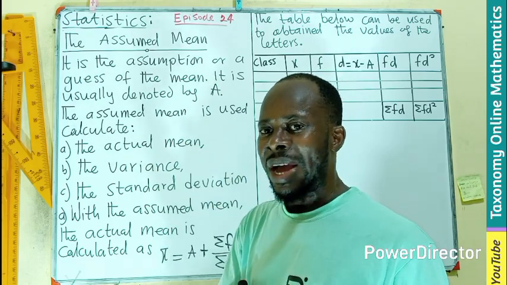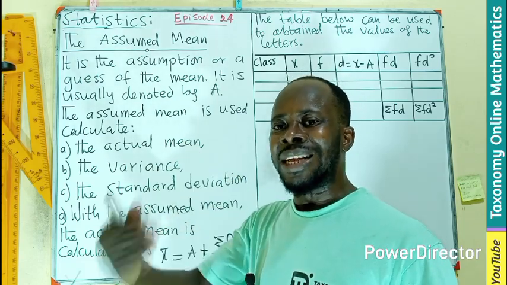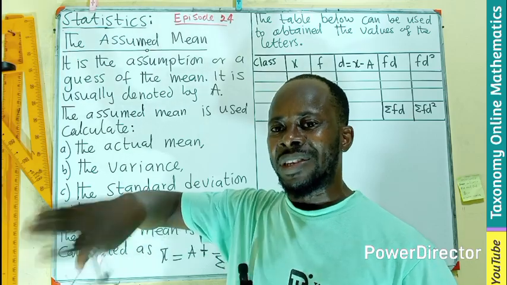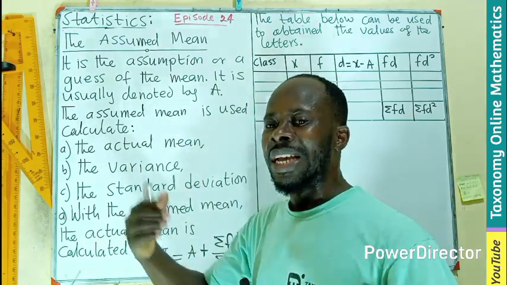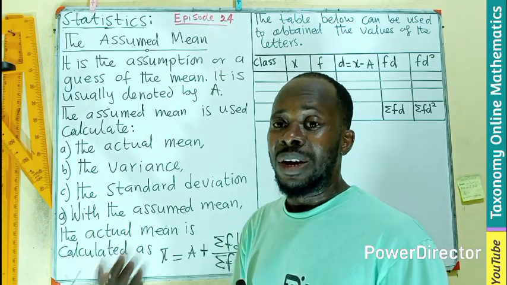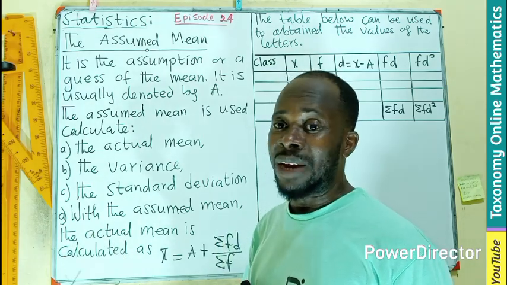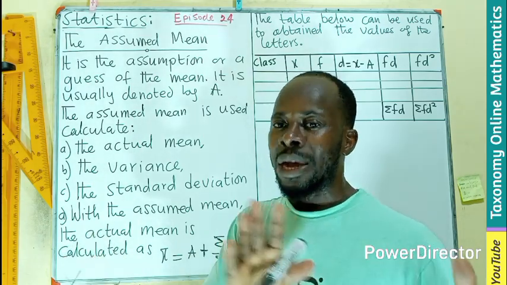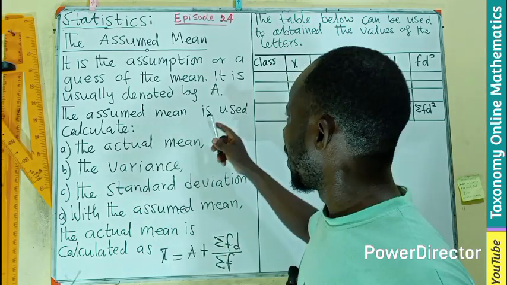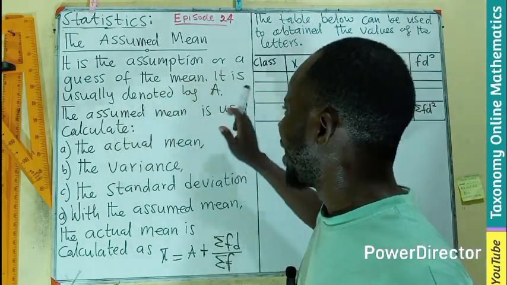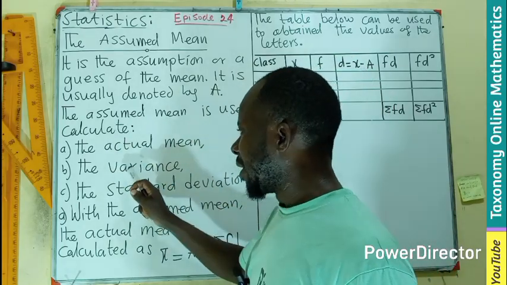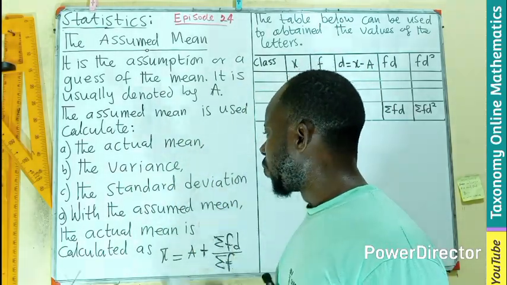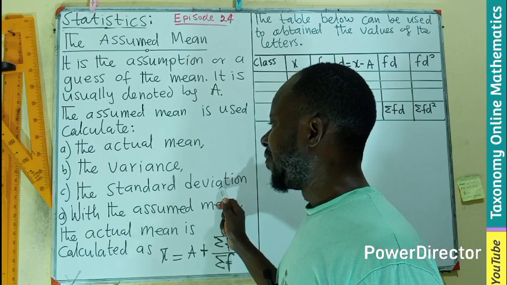But because you are aware a mean is a measure of central tendency, it is always centered at the center part. That will guide you when you are choosing the value. So any value at all can be chosen. This can be done on both grouped and ungrouped data. If the assumed mean is given, it is used to find the actual mean, to find the variance, and also to find the standard deviation.